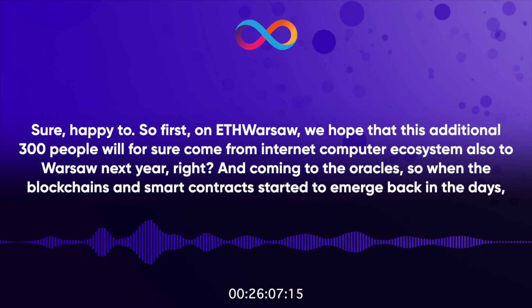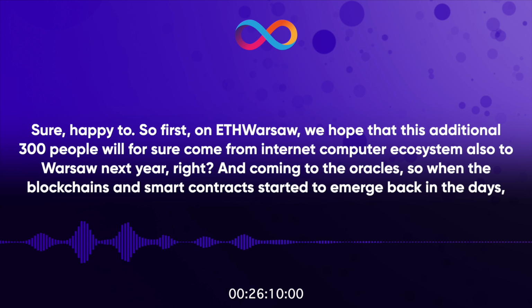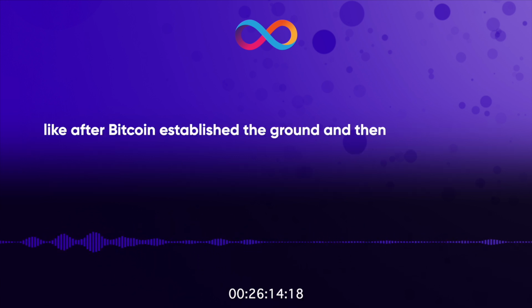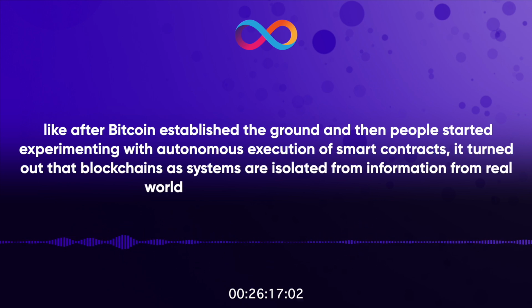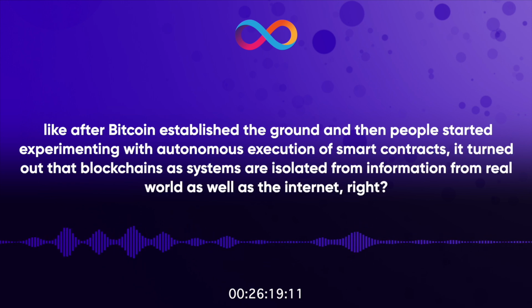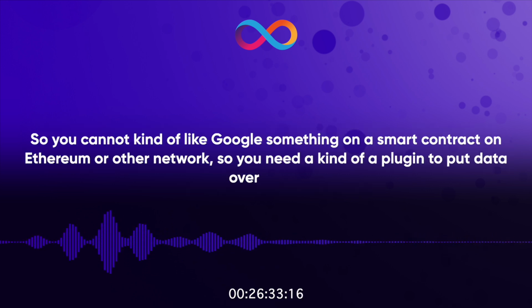And coming to the oracles, so when blockchains and smart contracts started to emerge back in the day, after Bitcoin established the ground, and then people started experimenting with autonomous execution of smart contracts, it turned out that blockchains as systems are isolated from information from the real world as well as the internet, right? So you cannot Google something on a smart contract on Ethereum or another network. So you need a kind of plugin to put data over there.